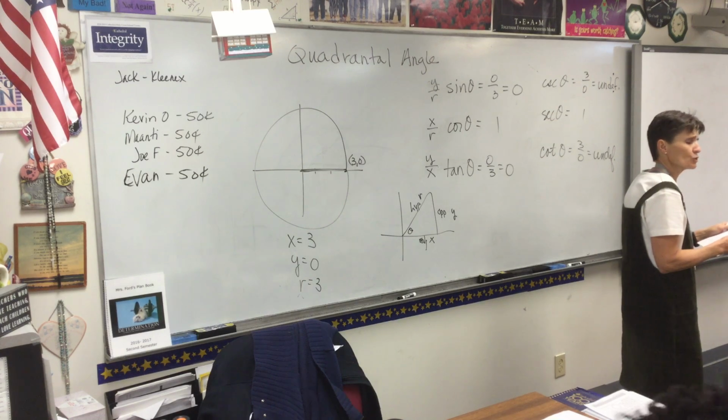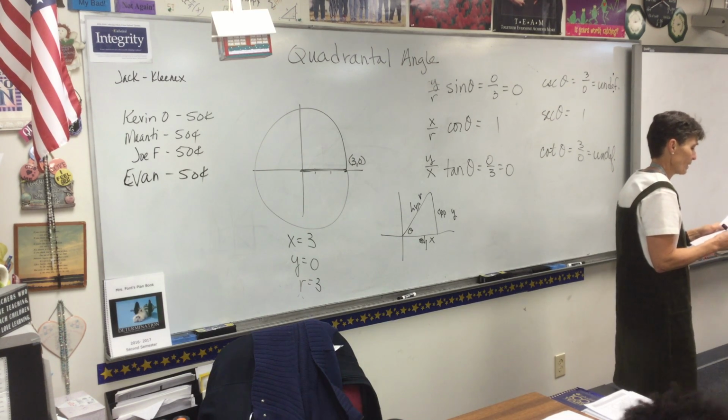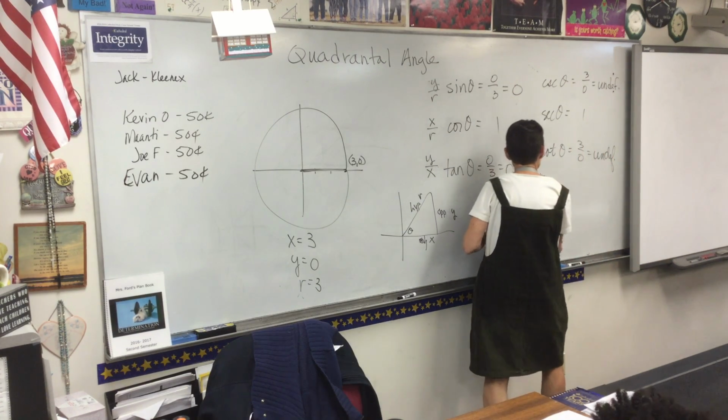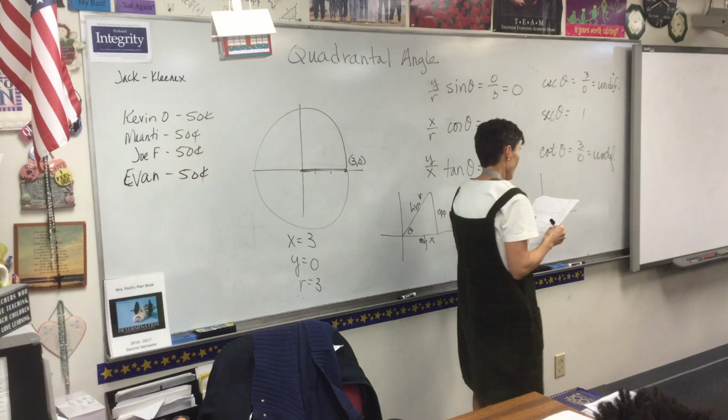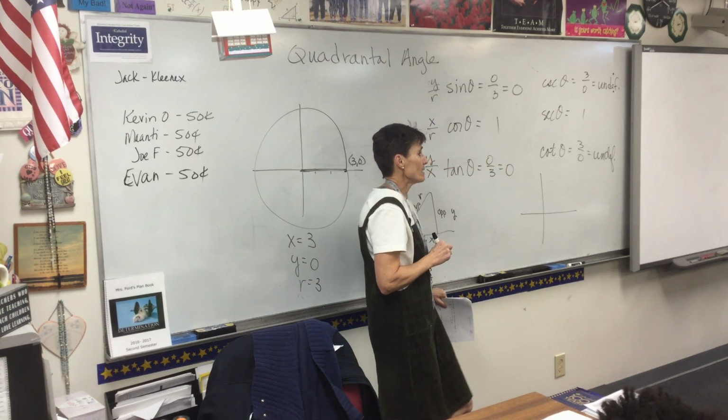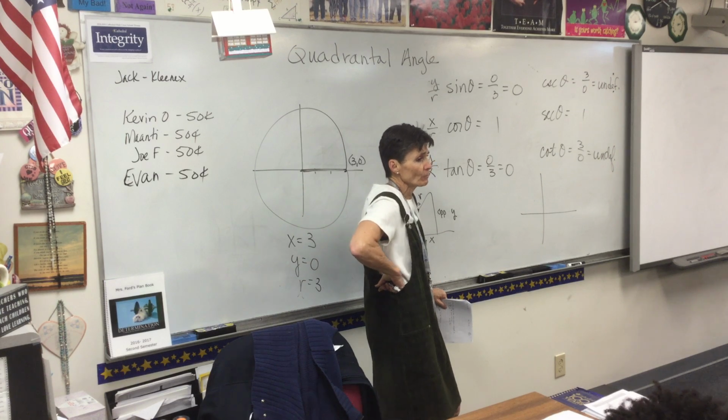Number 3. Tell the sign, positive or negative, of the sine, cosine, and tangent if you are in the interval pi over 2 to pi.